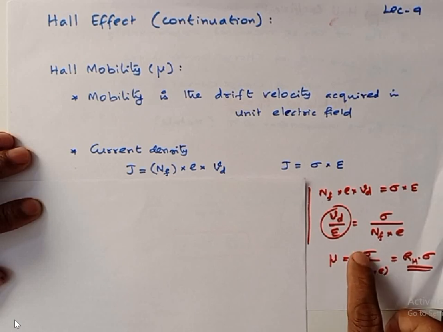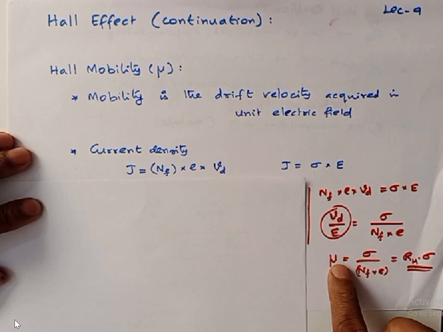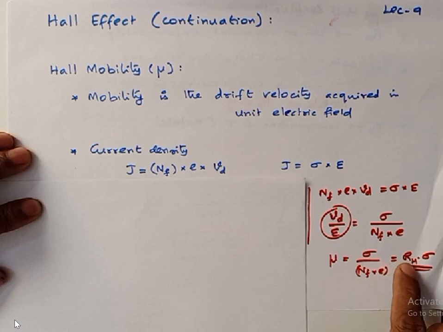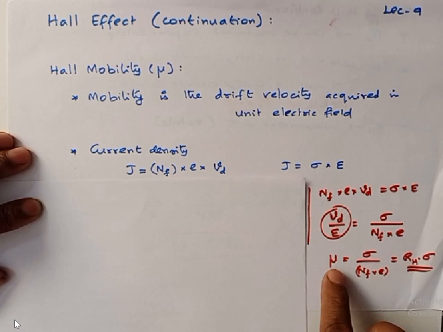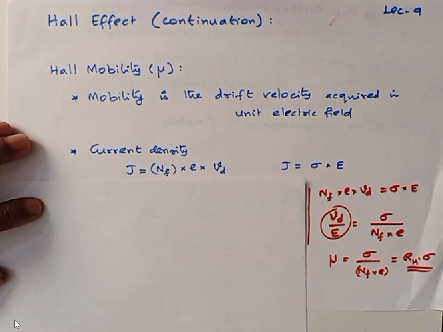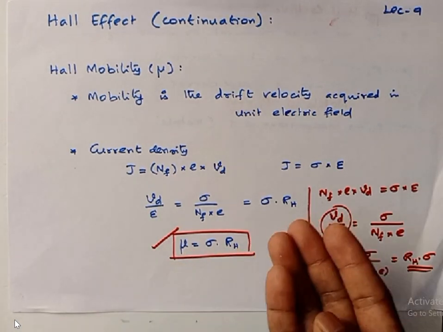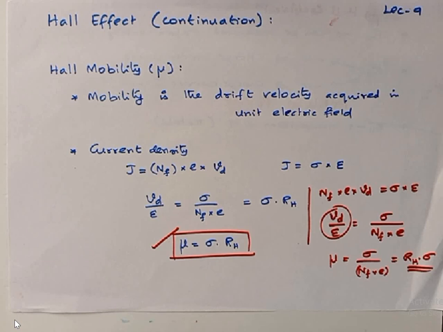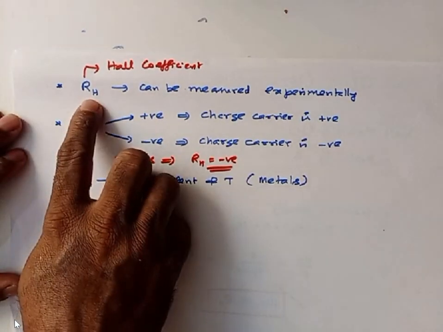And we know very well 1 by N E is nothing but Hall coefficient. So mobility of the electron is equal to Hall coefficient for the material into the conductivity of the material. If you multiply these two, you will get the mobility of the electrons. Clear? So this is the expression for Hall mobility, and this mobility is also called as Hall mobility. Clear? Good. Now remember, this is very important.